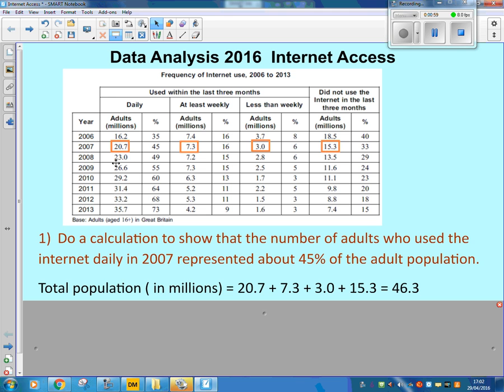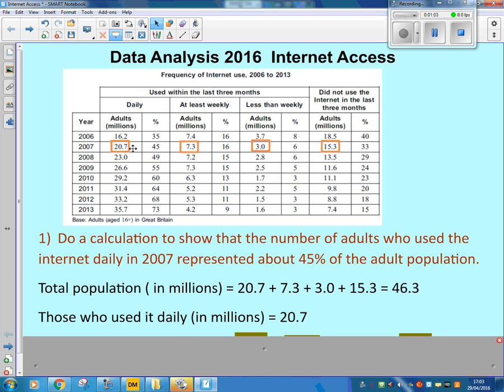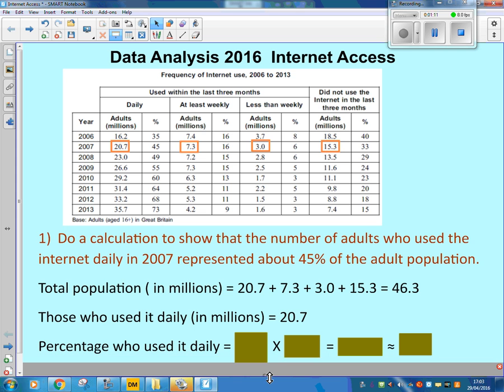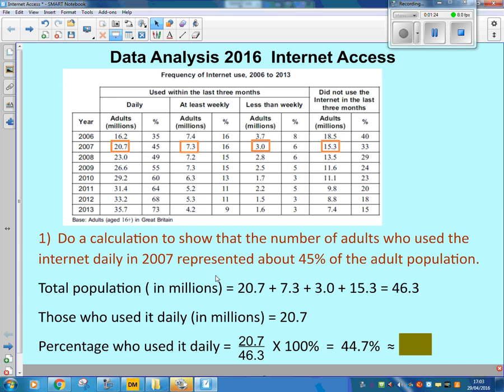Now, out of those, the 20.7 million used the internet daily. So as a percentage, it's 20.7 out of 46.3. So it's 20.7 divided by the 46.3, and then to turn this into a percentage, multiply by 100%. It comes to 44.7%, which is, to the nearest whole number, 45%.